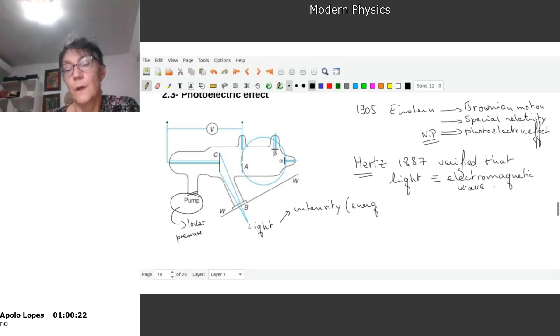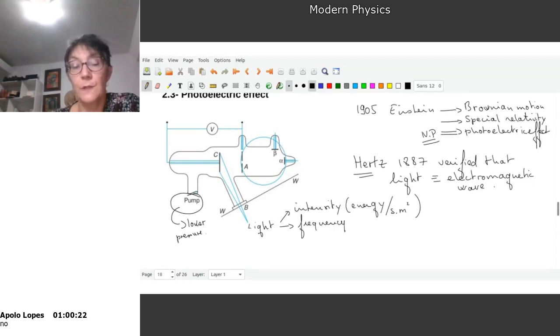energy per second per square meter. Okay, this is intensity, but particularly this is power. You can vary the frequency, the wavelength of the light, the frequency of the light. This is essentially what you can vary.